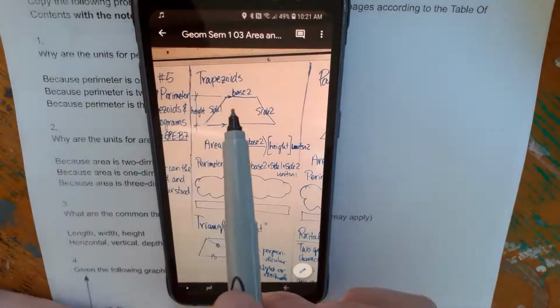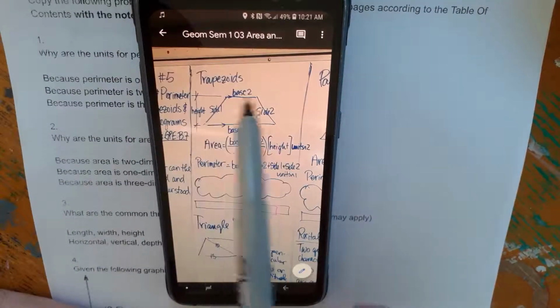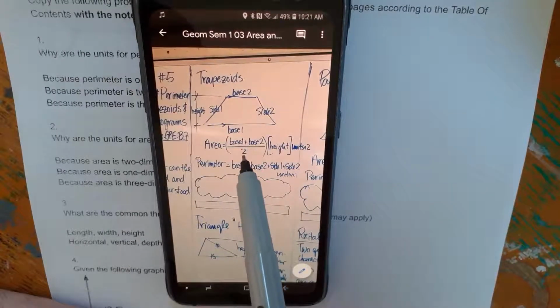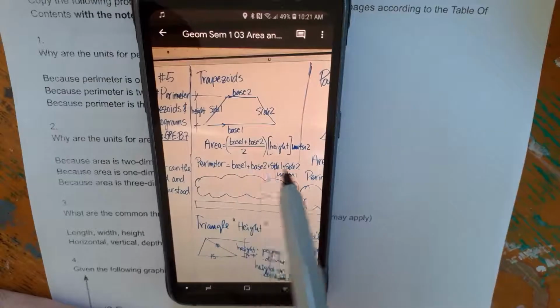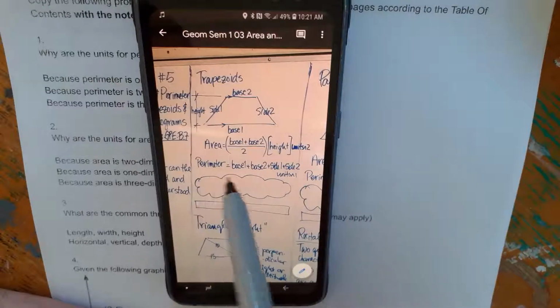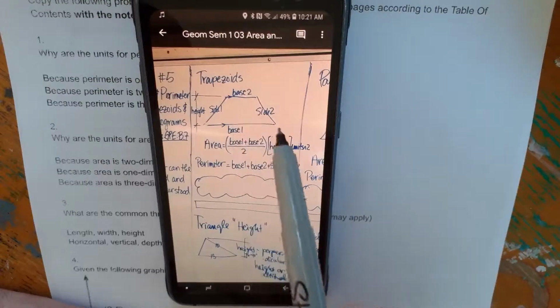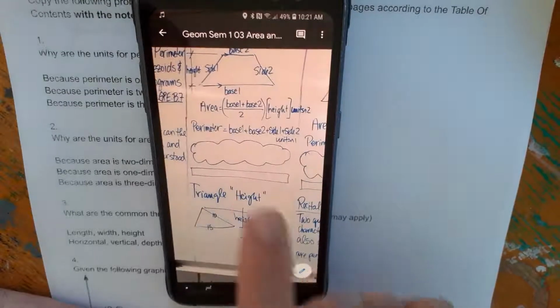So this is going to talk about area of a trapezoid. There's a base 1, a base 2, a side 1, a side 2. Base 1 and base 2 added and divided by 2 is an average of the base lengths, times the perpendicular height, or height. We're looking for units squared on area. For perimeter, we're just adding up base 1, base 2, side 1, side 2. We just add up all the units as we go around to find perimeter.